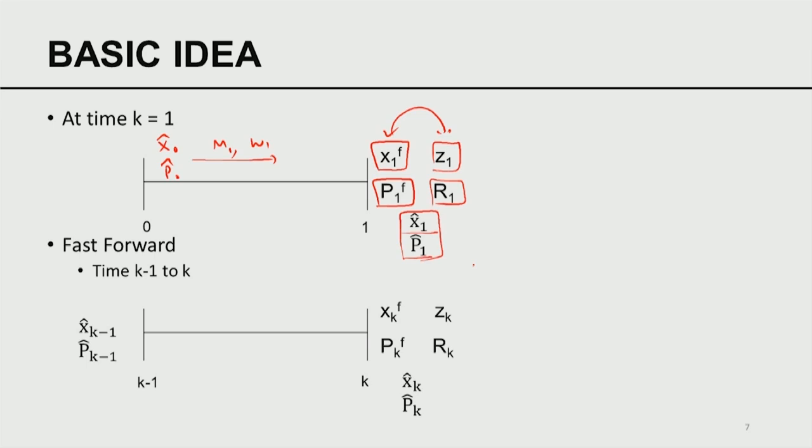Combining these two to get this is called filtering. Going from here to here is called prediction. All we have done is to finish the predictive part. We have not yet done the combination part. So this step is called the data assimilation step, the DA step. This part is called the forecast step.